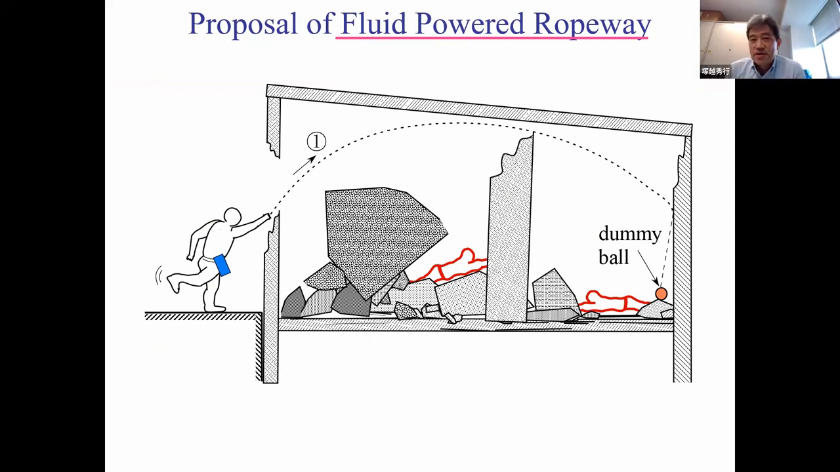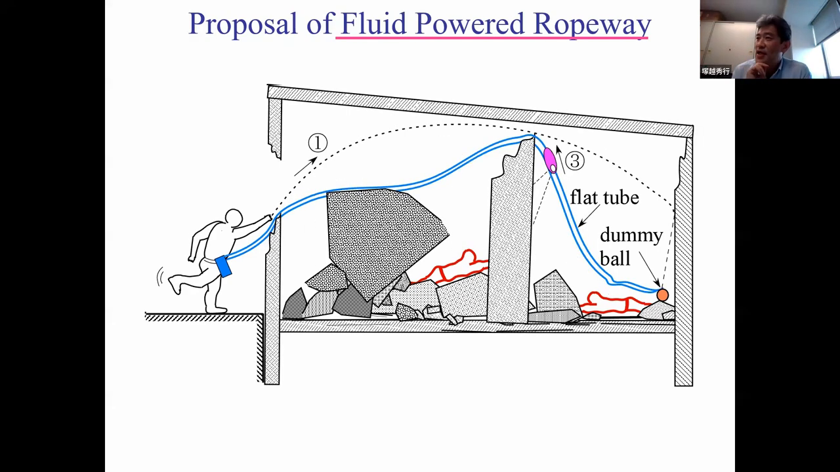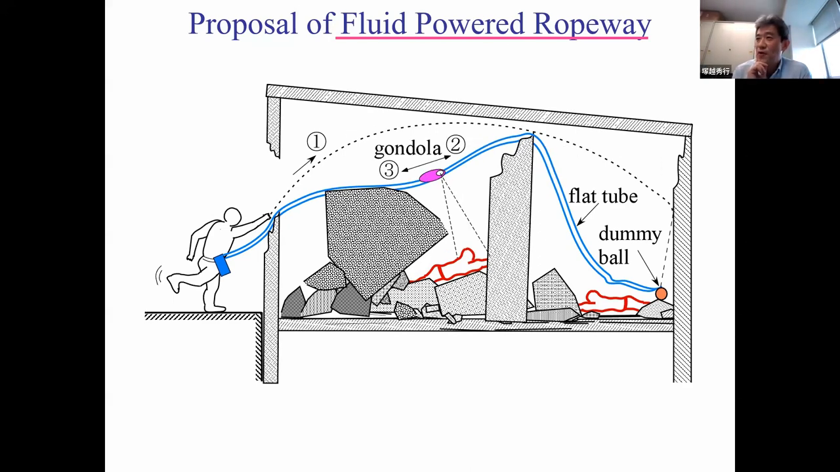Okay, so this motion is expected to apply to rescue operations. So we designed the following device, which is named the fluid-powered ropeway. This supposes a half-collapsed building. If the tube is extended first, the gondola carrying the camera and the microphone is expected to move along this tube.